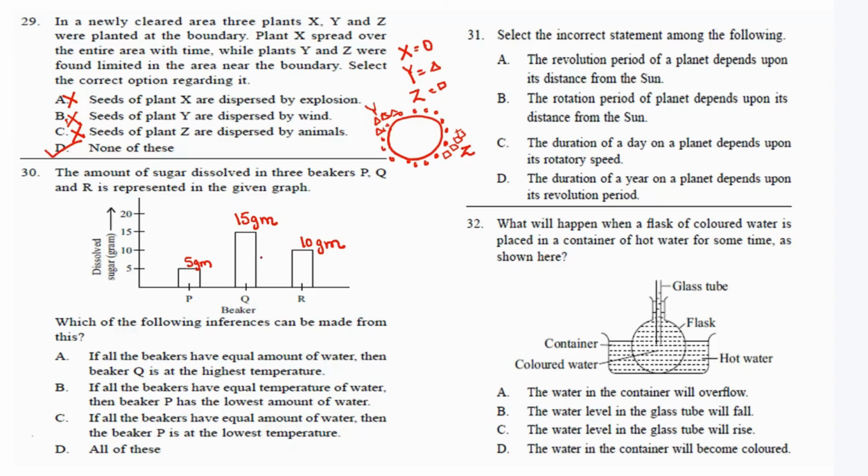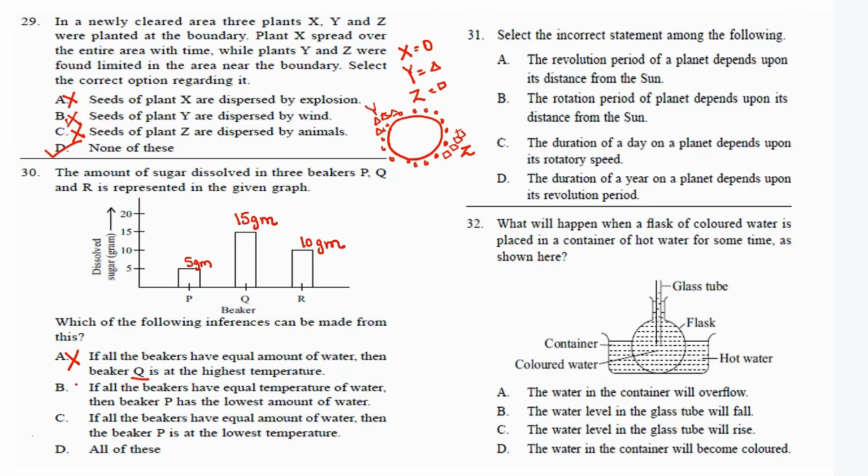So the first option says, if all the beakers have equal amount of water, then beaker Q is at the highest temperature. So here the amount of sugar is given. The temperature is not given. So this we cannot take as the correct one, right? Here we can see Q is having the highest quantity of sugar dissolved in it.